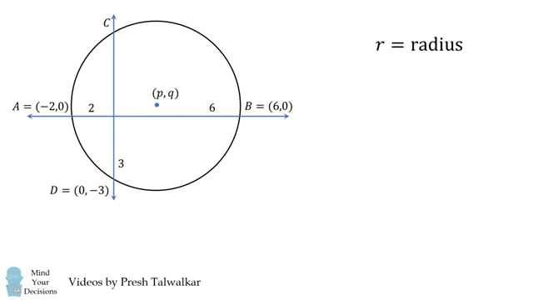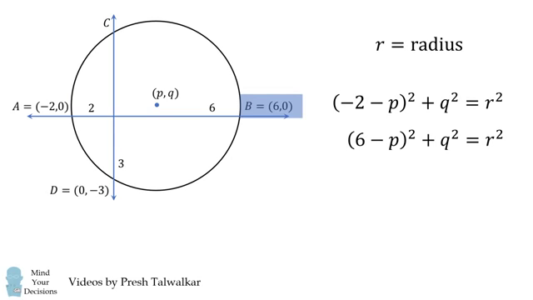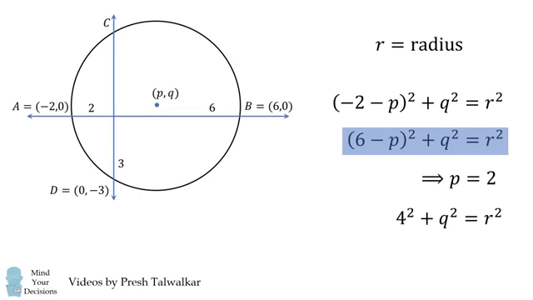So from point A, we're going to get the equation that (-2 minus P) squared, plus Q squared is equal to R squared. We can then set up an equation for the point B. Now using these two equations, imagine subtracting them. We'll cancel out the Q squared and the R squared terms. We can then very quickly solve that P is equal to 2. We can then substitute this back into one of the equations, so we get another equation that 4 squared plus Q squared is equal to R squared.